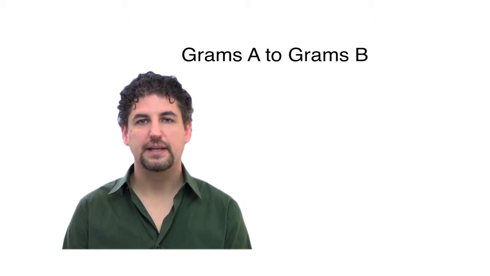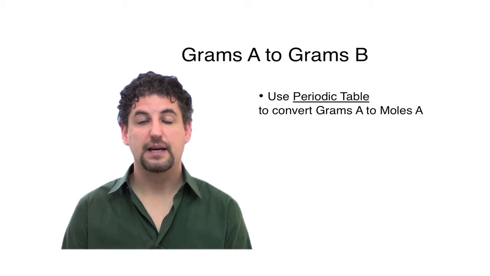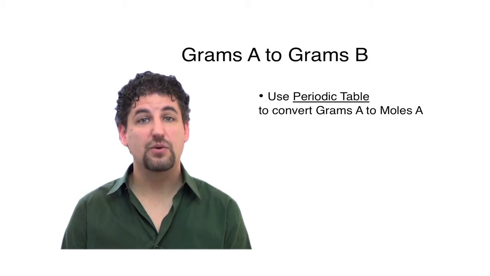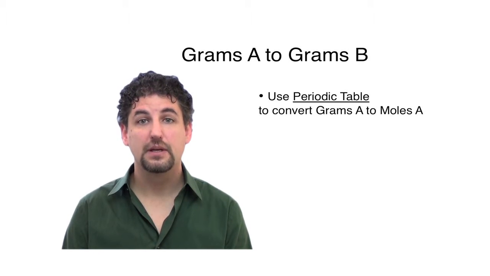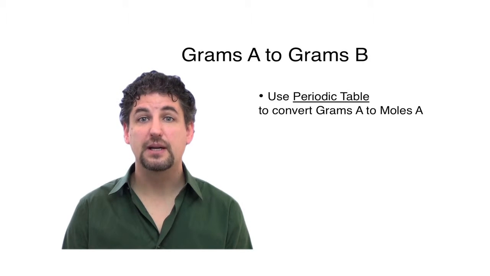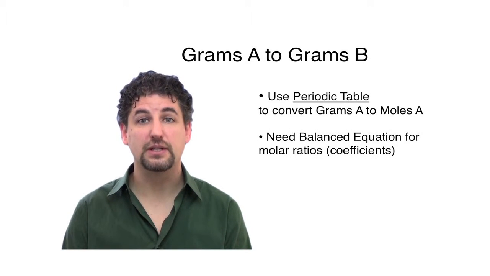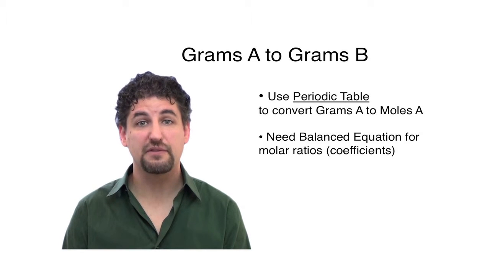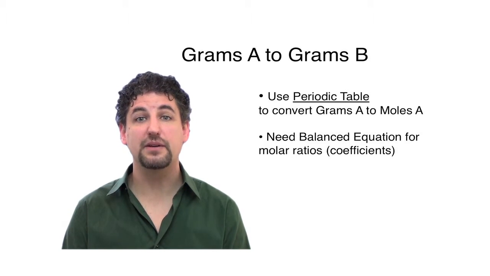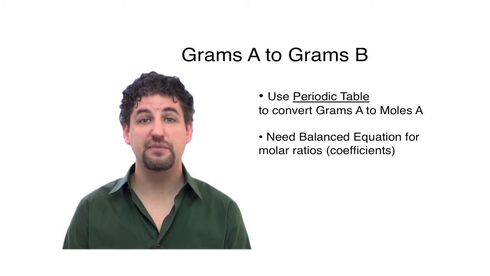So step 1, get a periodic table, figure out the formula mass or the molecular mass of the first substance using the periodic table. Add up all the masses, and then that will tell you how many grams are in 1 mole. So that's conversion factor number 1. Conversion factor number 2 comes from a balanced chemical equation. You need to look at the coefficients of the 2 substances that you're converting between, and that will allow you to go from moles of A to moles of B.